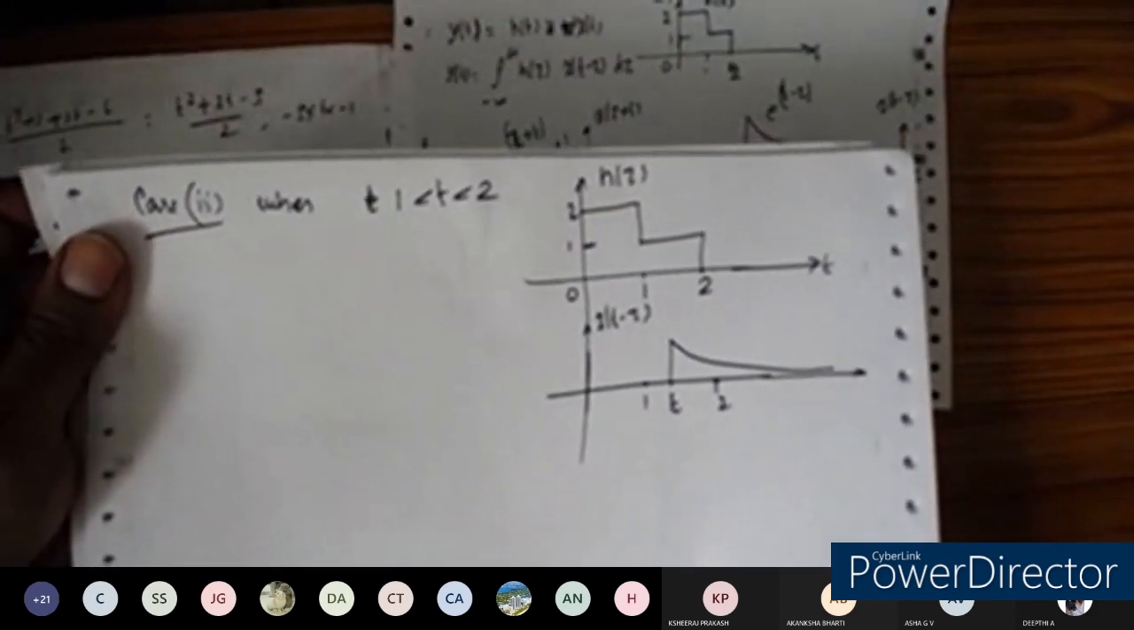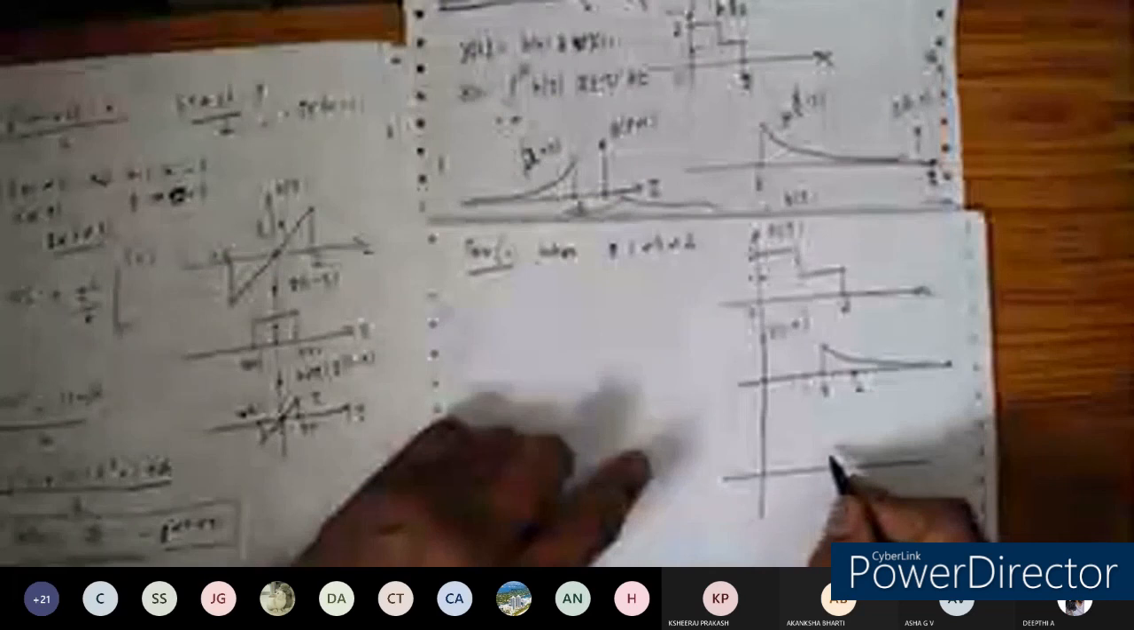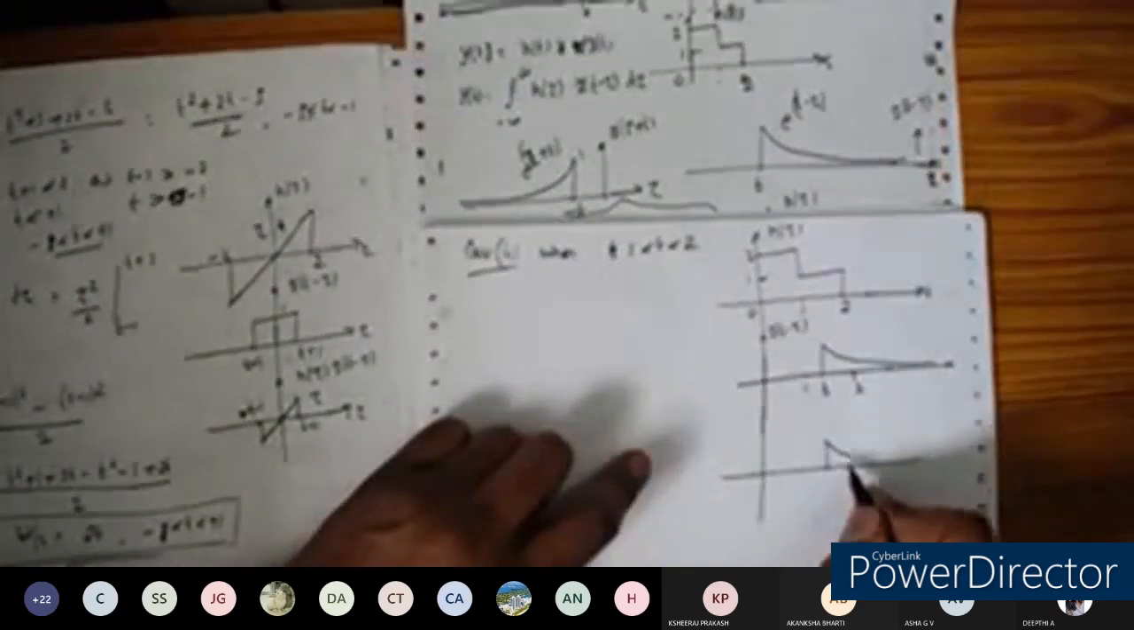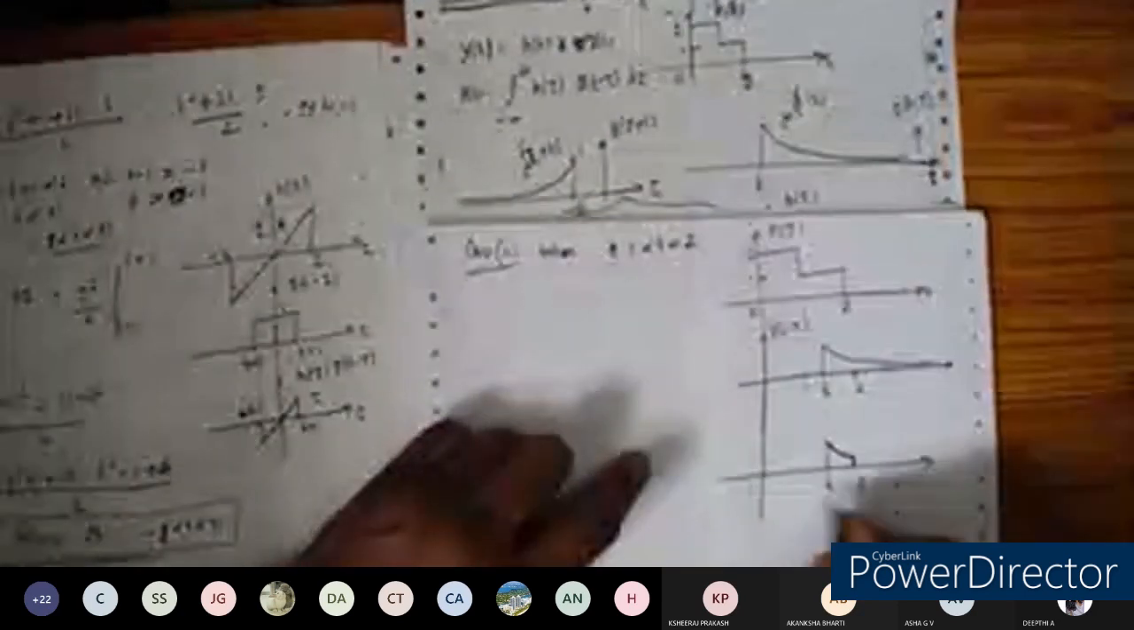Now you can see when you take the product of this one, there is an overlapping from t to 2. So the product will have the limits t to 2. Okay, so we are going to get it like this. This is the waveform that will be obtained, from t to 2.